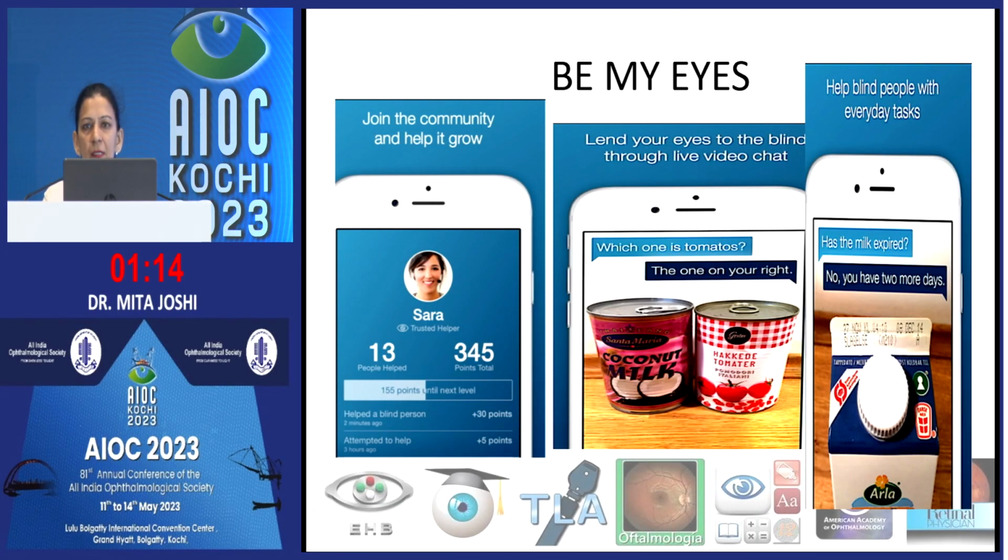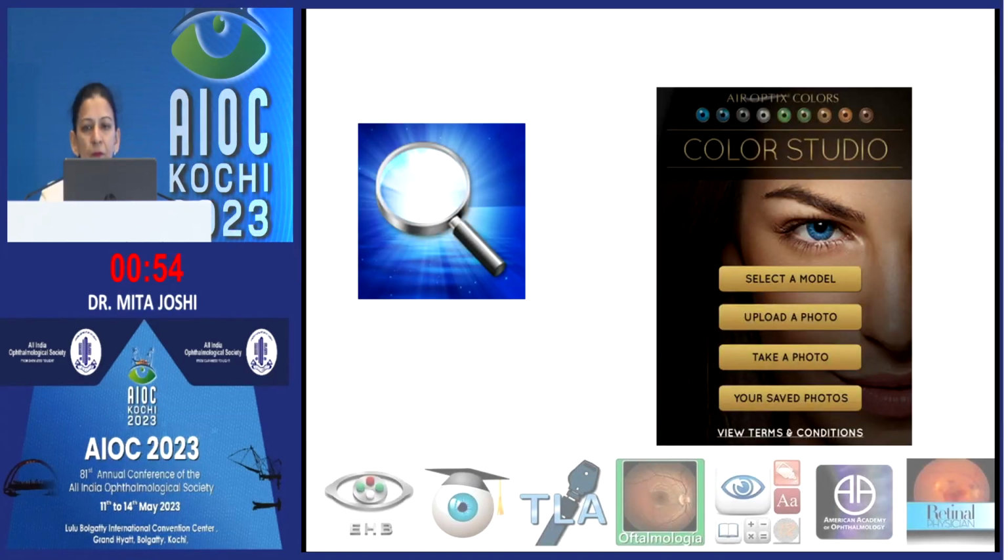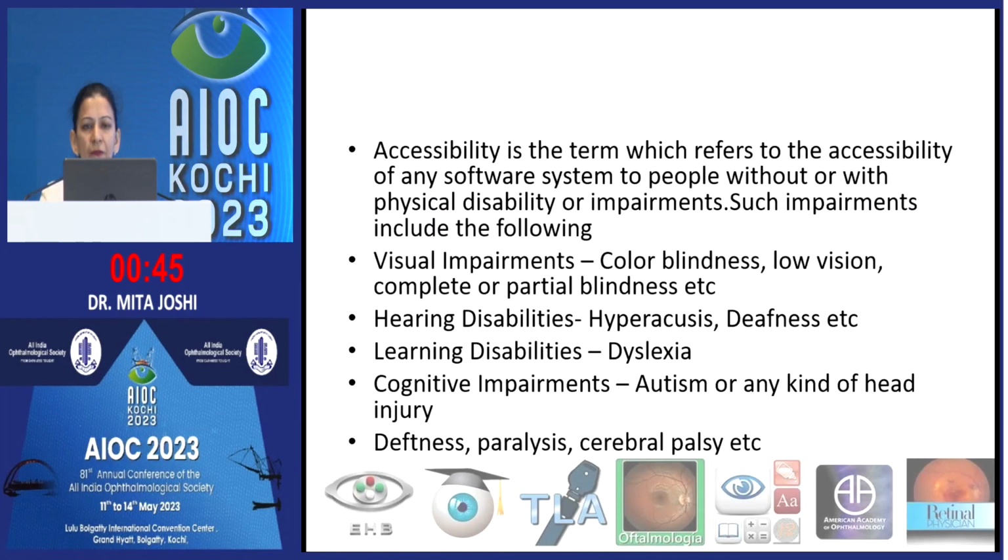Be My Eyes is for low vision patients. It actually is an online service. So the patient would send out a call, and if somebody is around, they would help that person. They just scan their surroundings, and the person who has come online to help them would tell them what's going on around them. You have fancy contact lens apps, and also you have an avatar to check whether the lenses are suitable on your face or not.